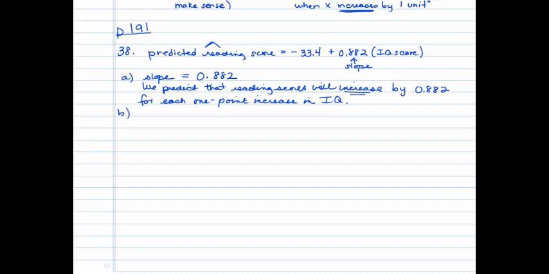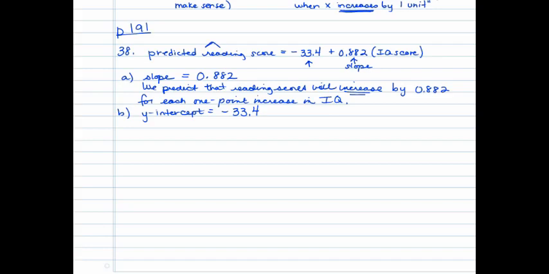Part B, I'm sure, is going to say, what's the intercept? Okay, so the y-intercept. Y-intercept equals the negative 33.4. And explain why it's not meaningful.